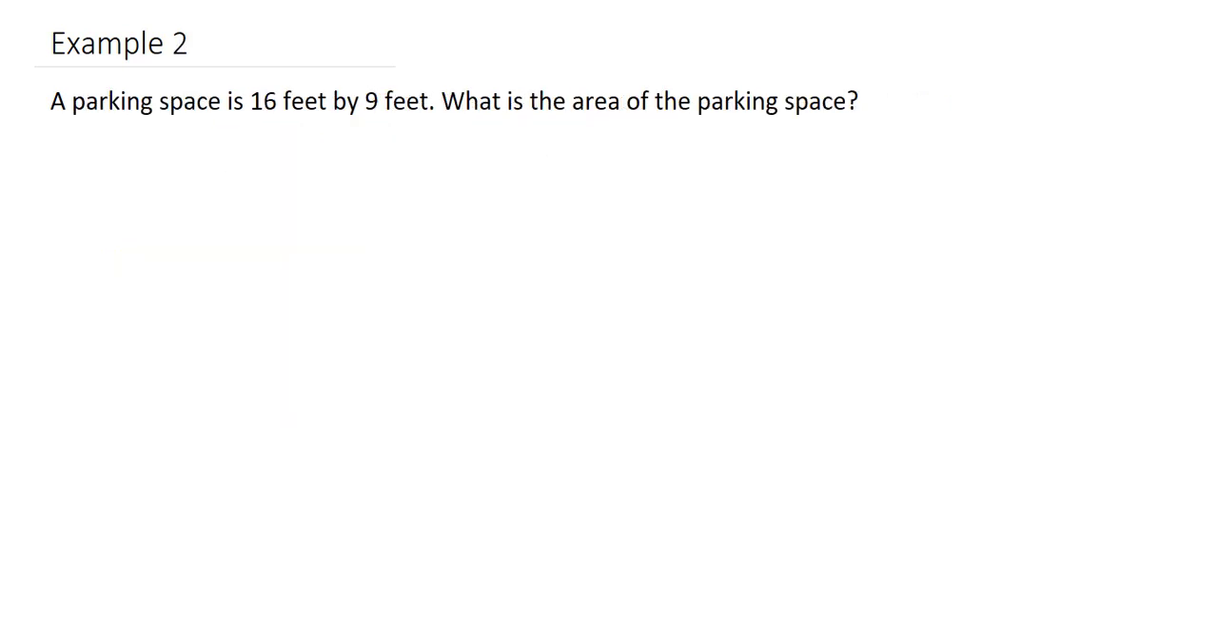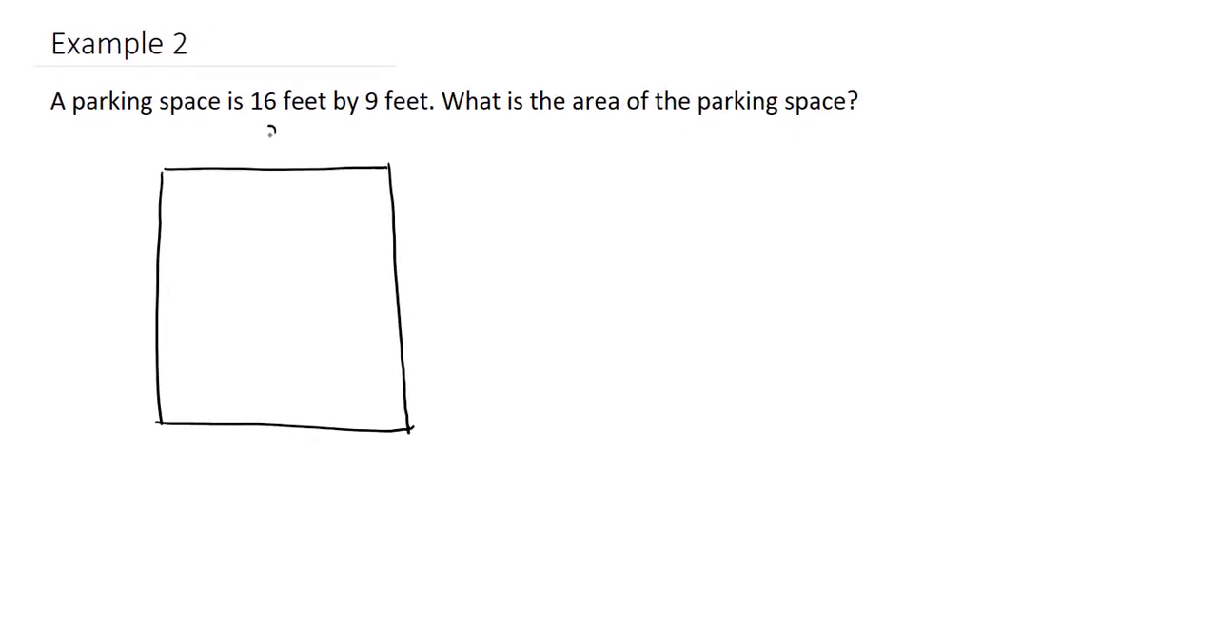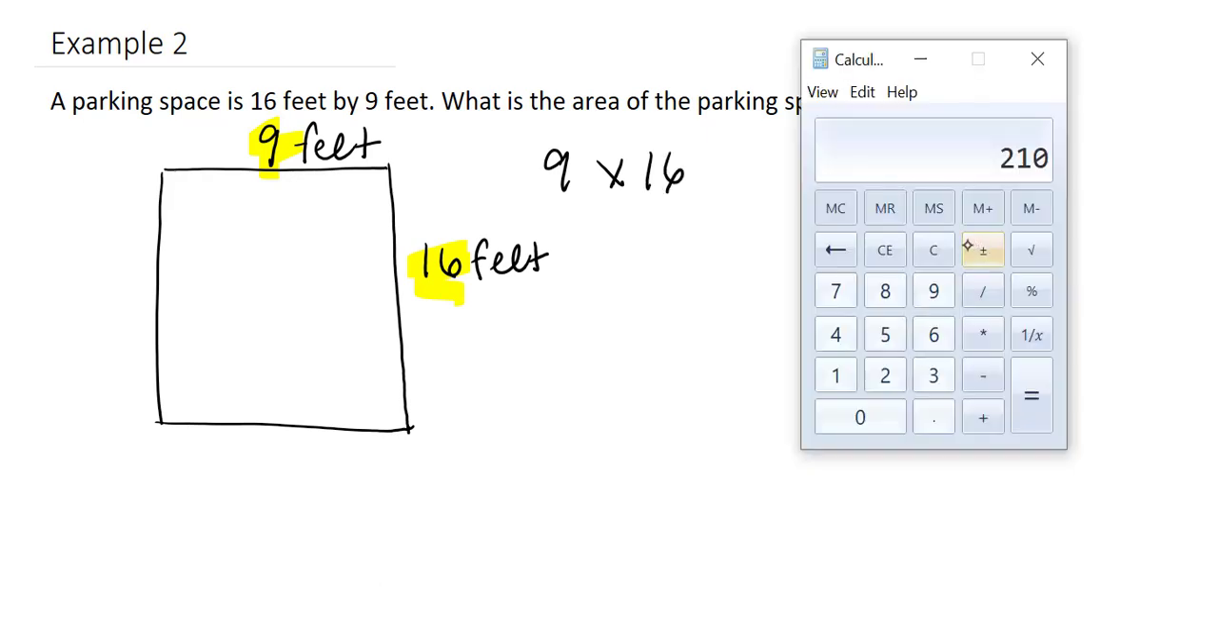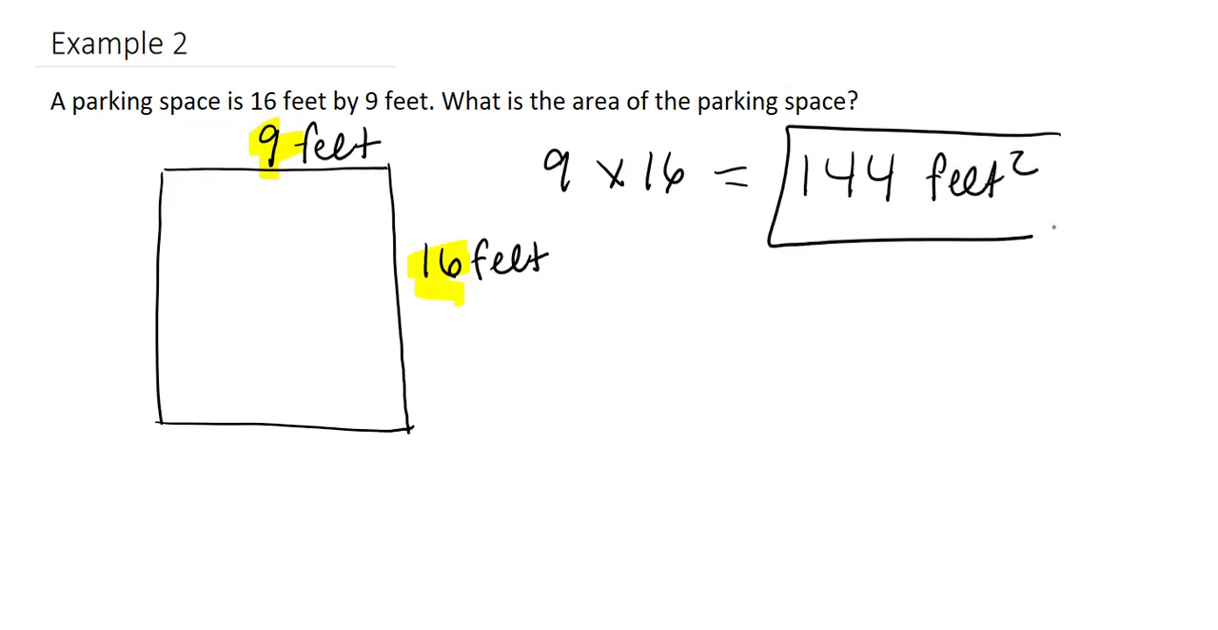Example 2. A parking space is 16 feet by 9 feet. What is the area of the parking space? Well, we have our 16 and then our 9 feet. So now we just need to go ahead and multiply this 9 times this 16. So 9 times 16, and we get 144 feet squared. So that would be the area of that parking space.